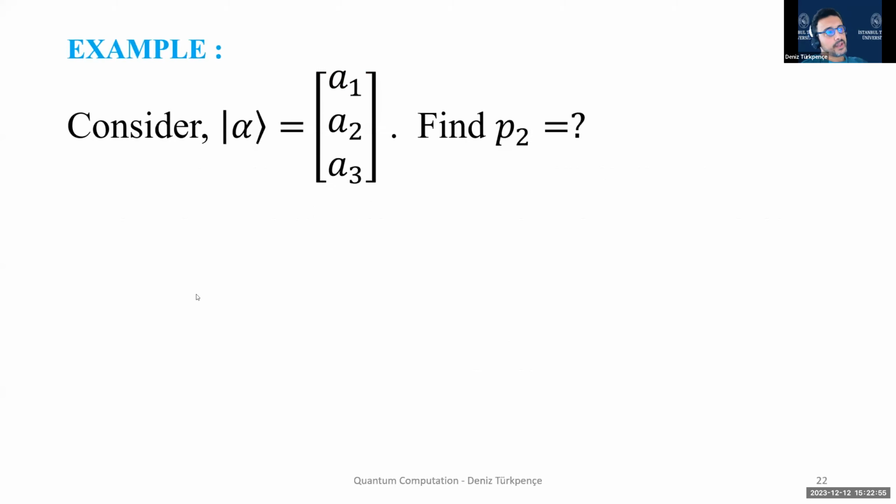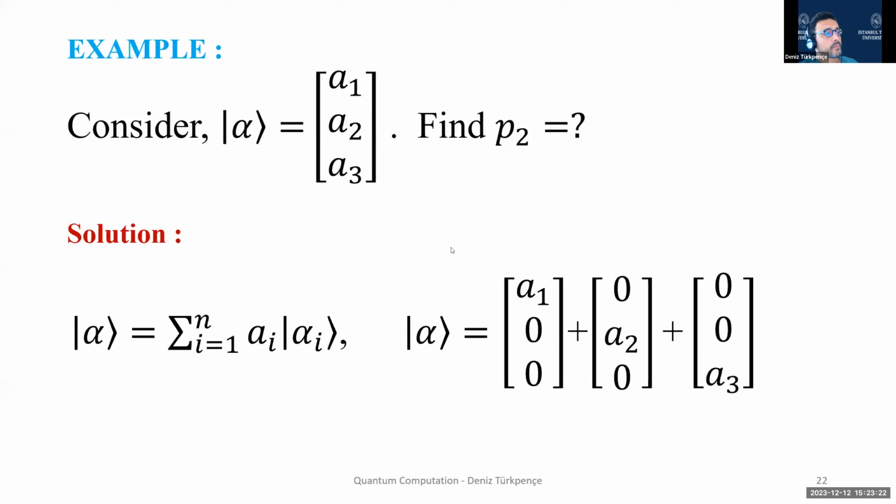So let's try to understand with an example. If we have a vector alpha, and we see that this alpha spans a three-dimensional vector space, find the probability of this vector being in the second quantum state. In the previous slides, we see that summation. In the summation, the basis vectors are in fact the eigenstates of that vector. And we can expand this alpha as a summation of these three matrices.